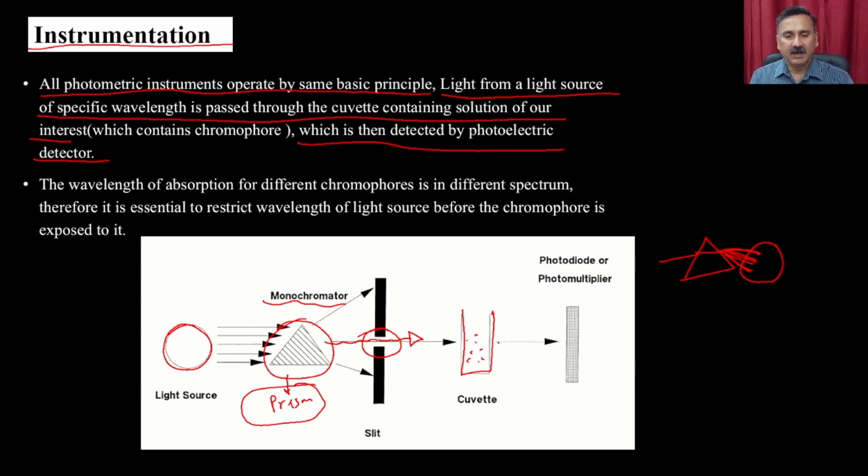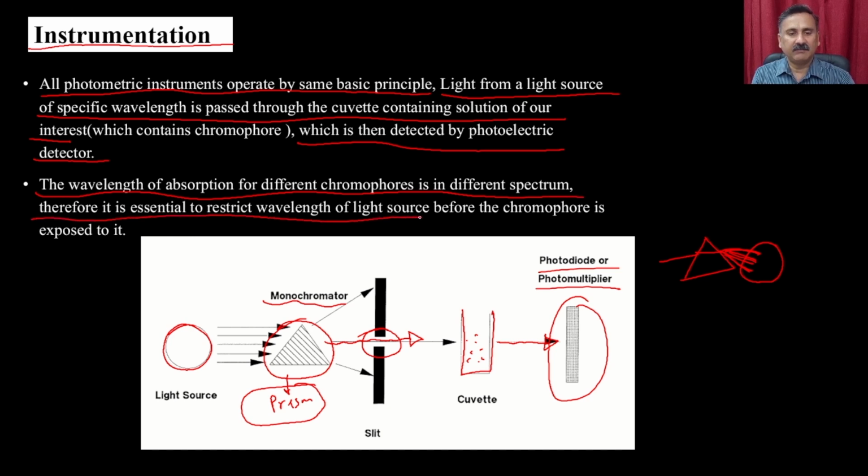and that's how the unabsorbed light is going to pass through the cuvette, and it is going to be detected by the detector. And detector could be of many types. It could be photodiodes or photomultipliers. The wavelength of the absorption for different chromophores is different, right? And therefore, it is essential to restrict the wavelength of the light source before the chromophore is exposed to it.